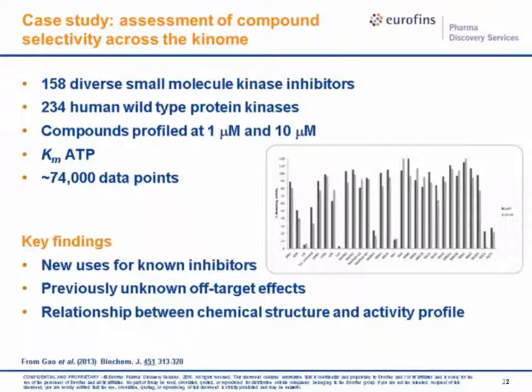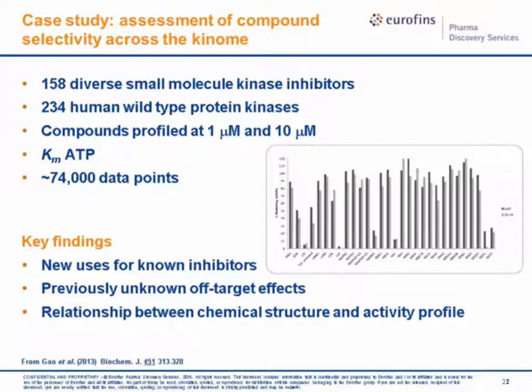Looking forward then at a case study, this is an example of compound selectivity across the kinome. We looked here at 158 diverse small molecule kinase inhibitors across 234 human wild-type protein kinases. You can see there is a different spectrum of activity seen. I'm not really going to go into detail with any one of these, but there are some key findings from this.